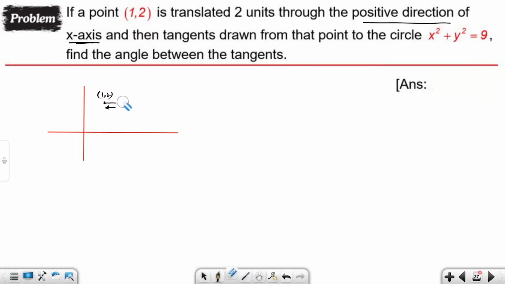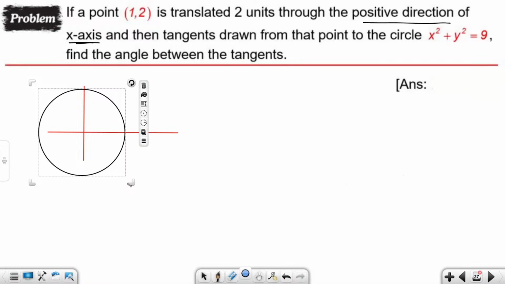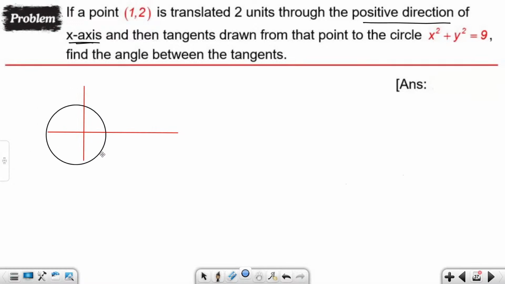So the point is basically (3, 2). Now there is a circle. What is that circle? The circle is x square plus y square equals 9. So this is that circle. Now where is the point? The point is somewhere here. It is (3, 2). Is it clear?